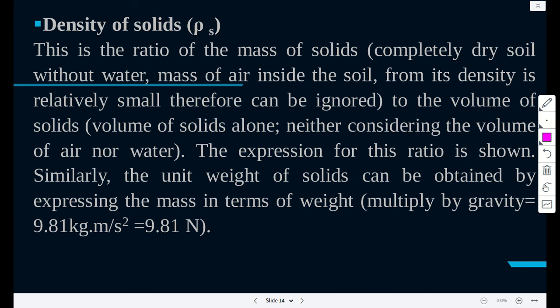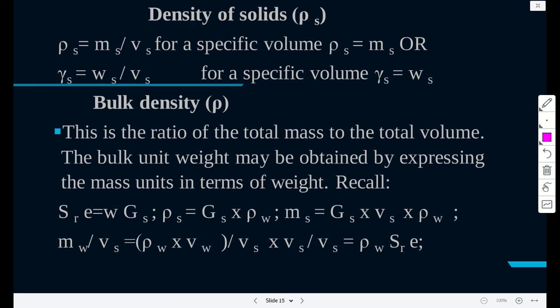So we say the density of solids. This is the ratio of the mass of solids, completely dry soil without water, the mass of air inside the soil from its density is relatively small, therefore can be ignored, to the volume of solids alone, neither considering the volume of air nor water. The expression for this ratio is shown. Similarly, the unit of water can be obtained. Anyway, we are talking about the density of solids. Let's go to the maths. I think it is more interesting.